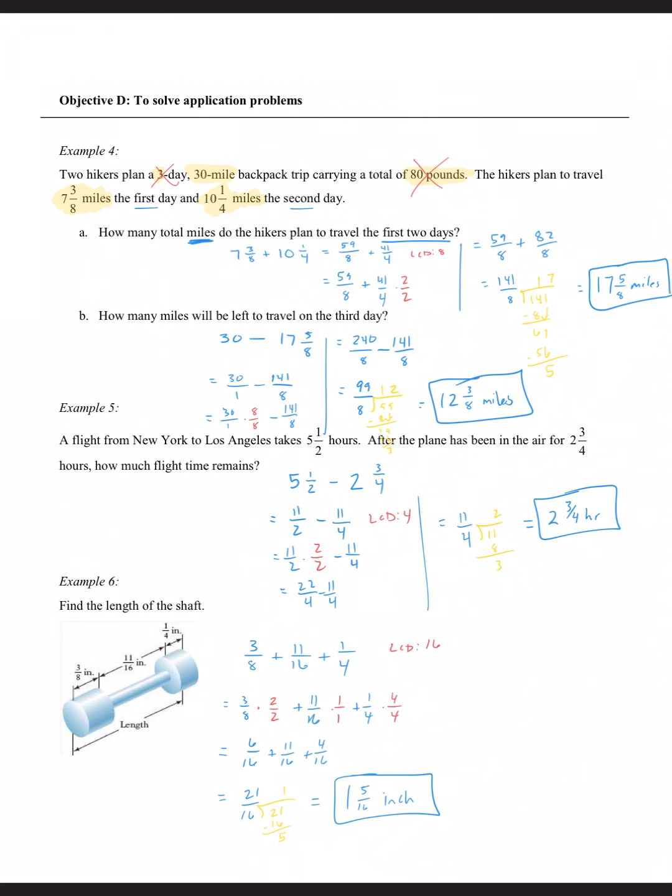On example 4b, after we take that 17 5/8 and subtract it from 30, we're left with 12 3/8. And then on example 5, we take 5.5 minus 2 3/4, and we're left with 2 3/4, meaning that was halfway through the trip. And the last one, we have to add all these together, and we get 1 5/16 of an inch.